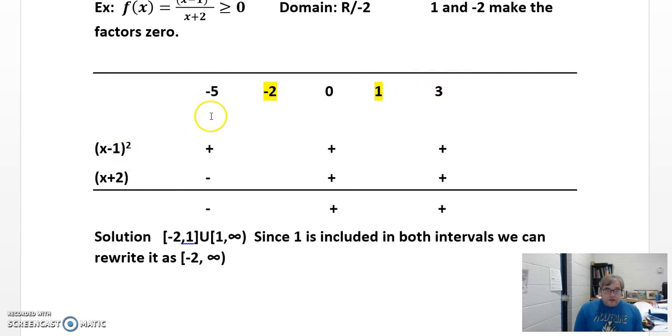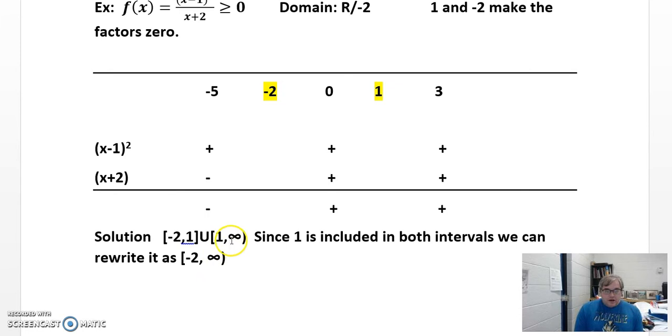Again, I plug these values in, and notice this first factor, x minus 1 squared. Well, when I put anything in there, I don't care what it is, when I square it, I'm going to get a positive. So those three are positive. I put a 0 into this one. Negative 5 into this one's negative. 0 into that one's positive. 3 into that one's positive. This is the only place it's going to be negative. It's going to be positive or equal to 0 from negative 2 to 1 and 1 to infinity.